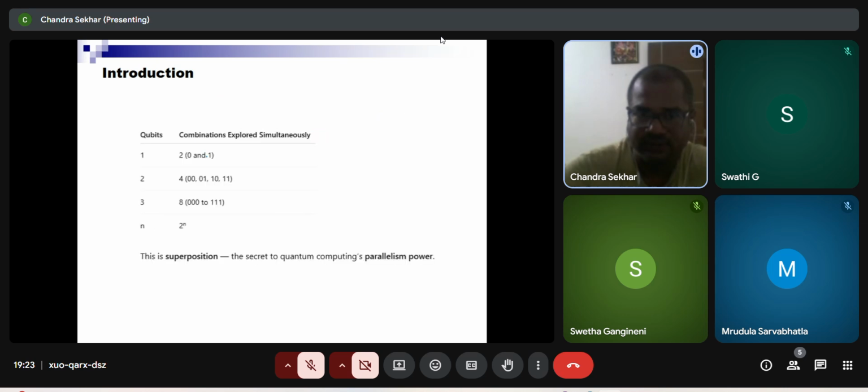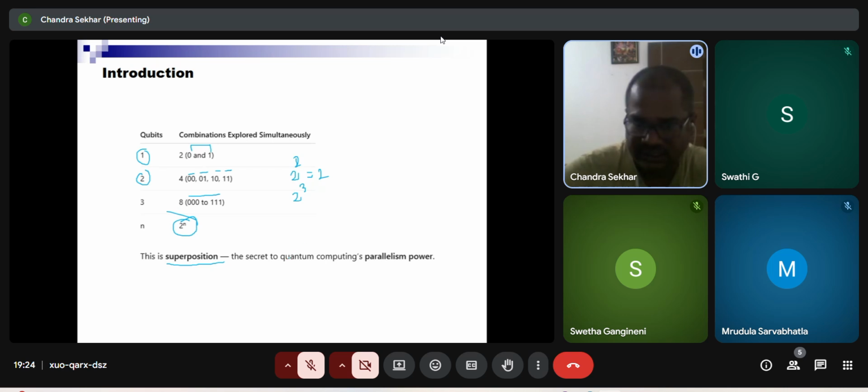See the combinations. If I have 1 qubit, 2 to the power of 1 is equal to 2, so I can use 0 and 1. With 2 qubits, 2 squared, I can use 0 0, 0 1, 1 0, 1 1. Similarly, if I want to use 3 qubits, that is 8 combinations. So 2 to the power of n combinations you can try in parallel. This is superposition: all 8 into one variable, 4 into one variable, 2 into one variable, 2 to the power of n into one variable. You can put it in and try in parallel.